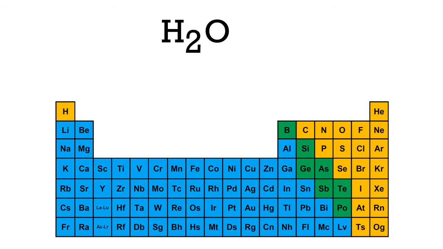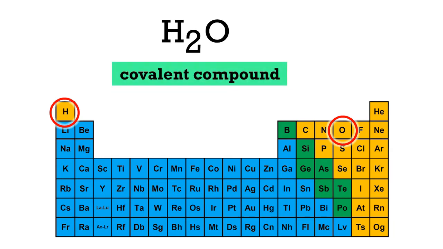Next compound, H2O or water. We have two elements here, hydrogen and oxygen. Now let's look at the periodic table. We already know that hydrogen is a non-metal. Oxygen is located to the right side of the metalloids, so it's a non-metal. Because the elements in H2O are both non-metals, therefore H2O is a covalent compound.